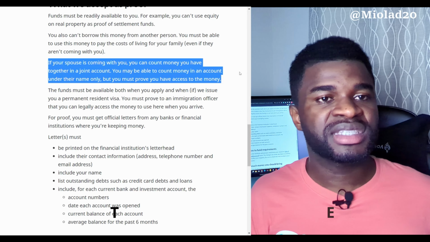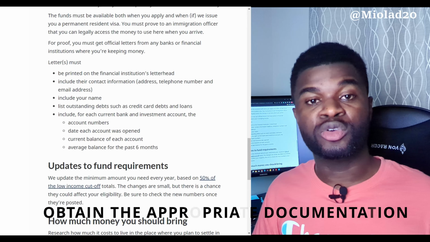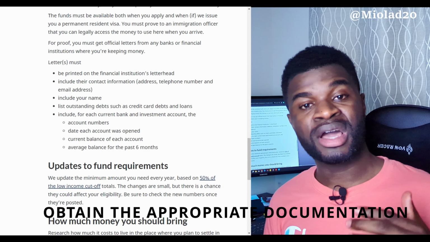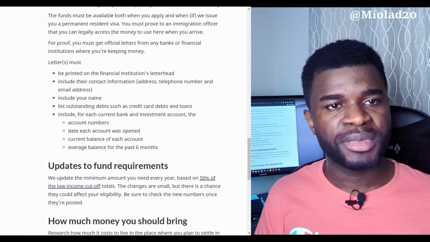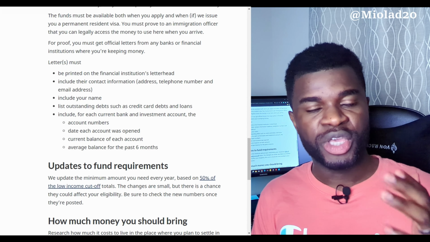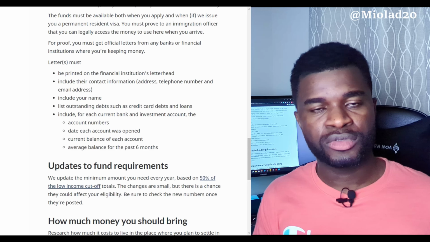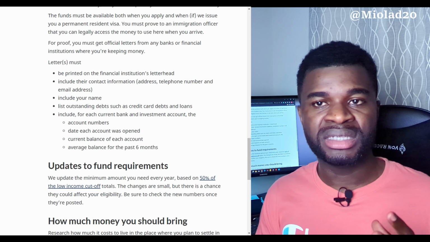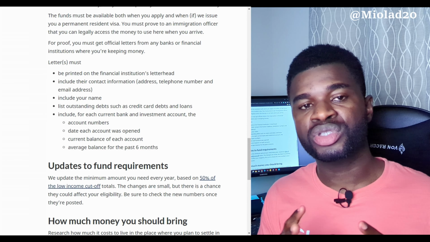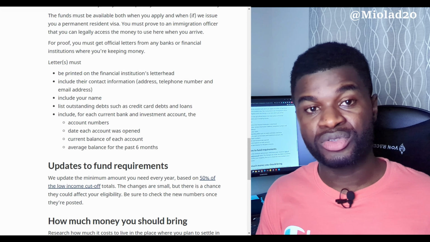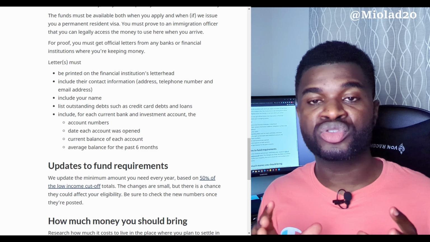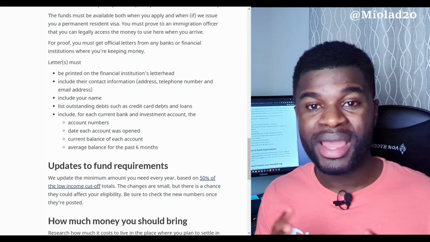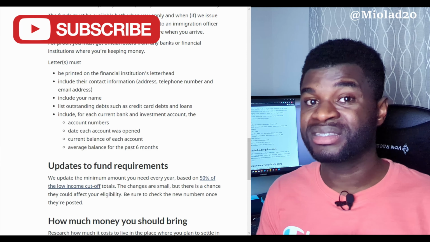The third step is to obtain the required documentation from your financial institution. By this I mean you would have to go to your bank and tell them that you want a reference letter to show to the Canadian government that you have money with them. And the website also shows how they want this letter to look; it lists the specific information that is required to be on that document.